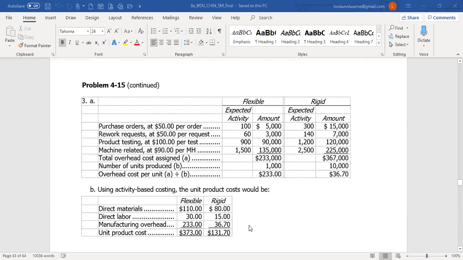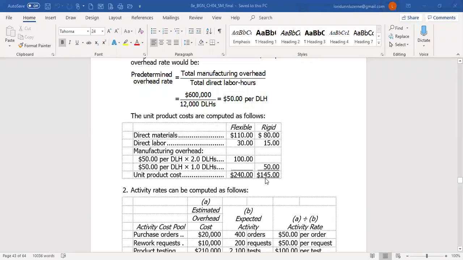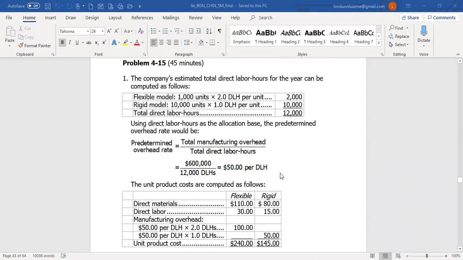Quite a difference. The rigid, $80 for the direct materials, $15 for the direct labor, and $36.70 per unit for manufacturing overhead, for a total unit product cost of $131.70, which is only slightly lower than under the product cost using direct labor hours to determine manufacturing overhead.